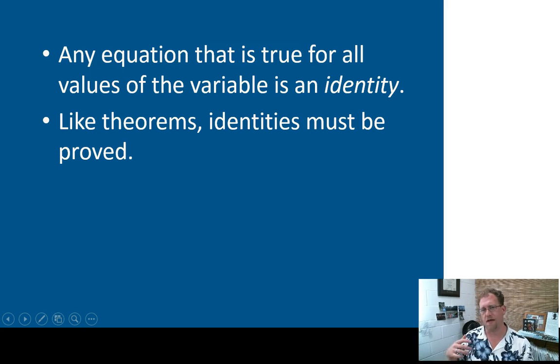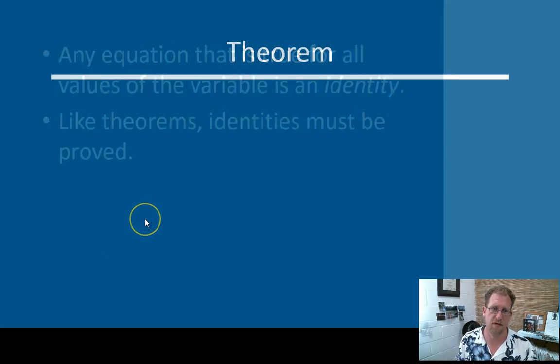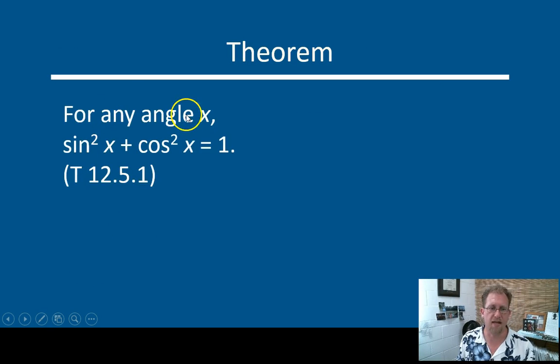Any equation that is true for all values of the variable, we call that an identity. So, like theorems, identities need to be proven, but here's your theorem first. For any angle x, sine squared x plus cosine squared x equals 1. That's your theorem, and now let's prove it.